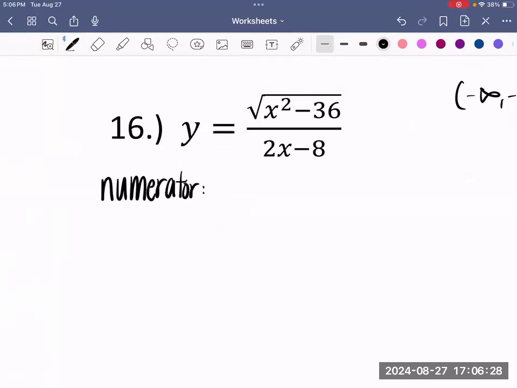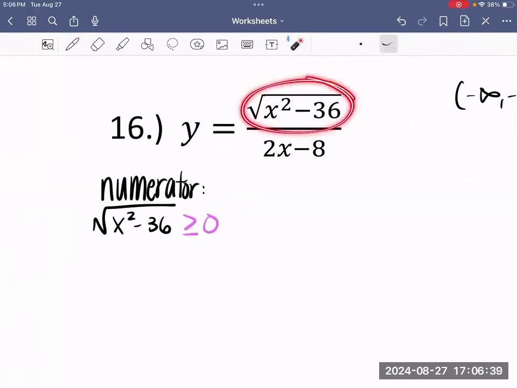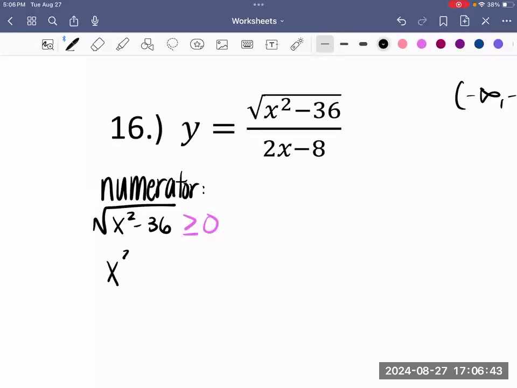So in your numerator, we have the square root of x squared minus 36. How would you tackle this problem? We set it greater than or equal to 0 because we're located in the numerator. Zeros are okay. So x squared minus 36 is greater than or equal to 0.